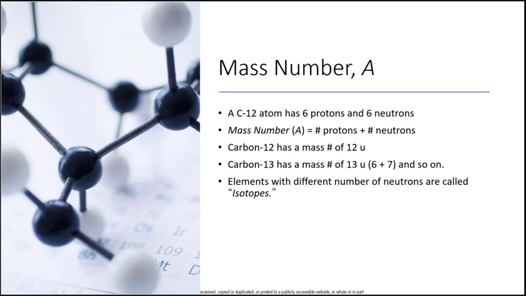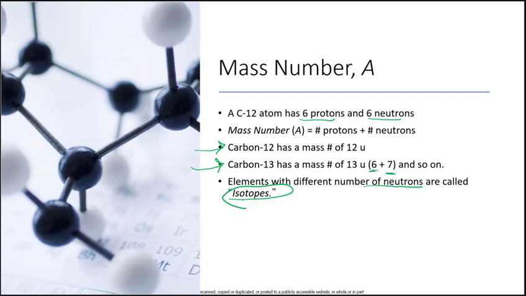So here's another, just a little example looking at mass numbers. Carbon 12 has 6 protons, 6 neutrons. 6 plus 6 is 12. That's its mass number. Now what if I had another carbon, carbon 13? So its mass is 13. So 6 protons, 7 neutrons. I could have carbon 14, 6 protons, 8 neutrons. So when we have elements with a different number of neutrons, they're called isotopes.